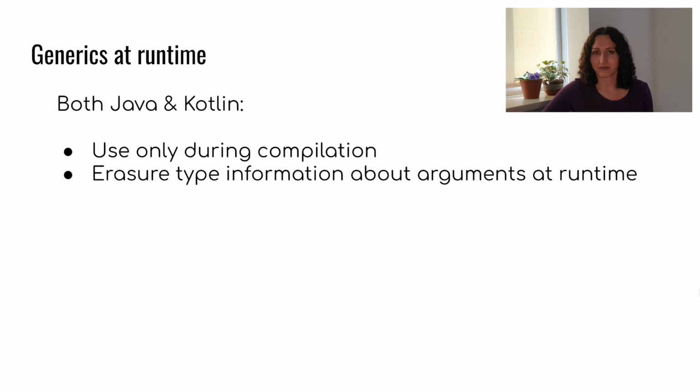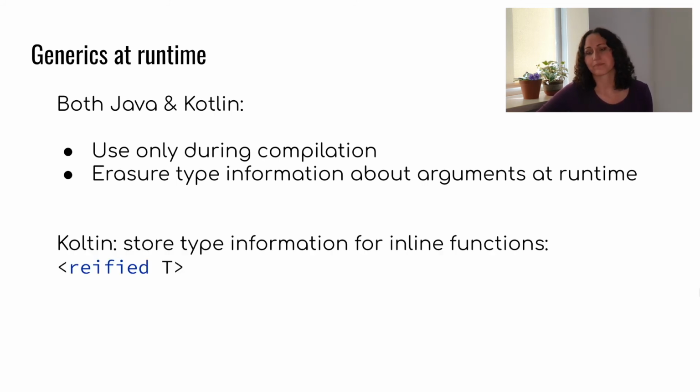And the last but not the least important thing: how generics exist at runtime. Both in Java and Kotlin, generics information about types is used only during compilation. So they erase type information about arguments at runtime. Well, because original generics were created to check types during compilation, so there is no need to store this information at runtime. But there is one thing, because in Kotlin there are inline functions.